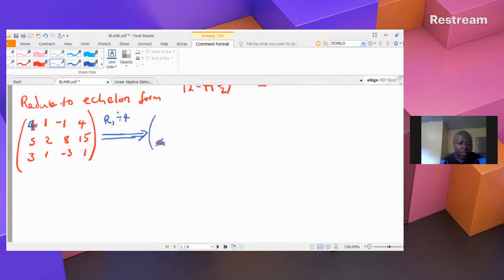So what do you get? 4 divided by 4 is 1. 1 divided by 4 will be a quarter. -1 divided by 4 will be -1 out of 4. And then 4 divided by 4 will be 1. These other rows we will not touch, so we just write them here.